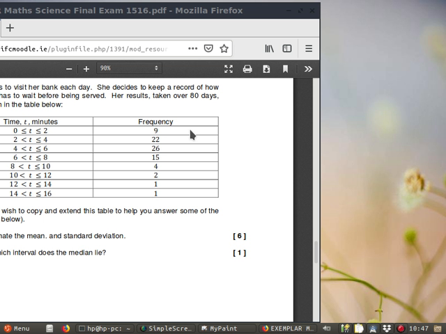So what's the first one on the top? It's 1 times 9. Plus, read it out to me. 3 times 22, plus 5 times 26, plus 7 times 15, plus 9 times 4, plus 11 times 2, plus 13, plus 15. So the mean worked out to be 4.95.